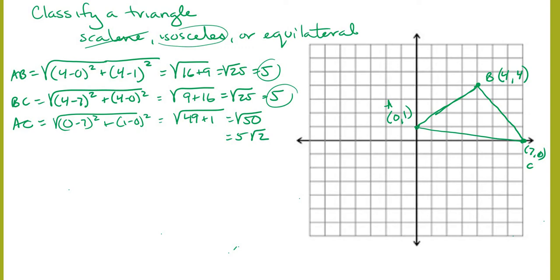So classifying a triangle by side lengths using the distance formula is one of the ways we're going to do problems in this section. Let's look at another example. Is parallelogram ABCD a rhombus? Okay, and we're going to label this A is going to be at -2, 0. B is going to be at 0, 4.